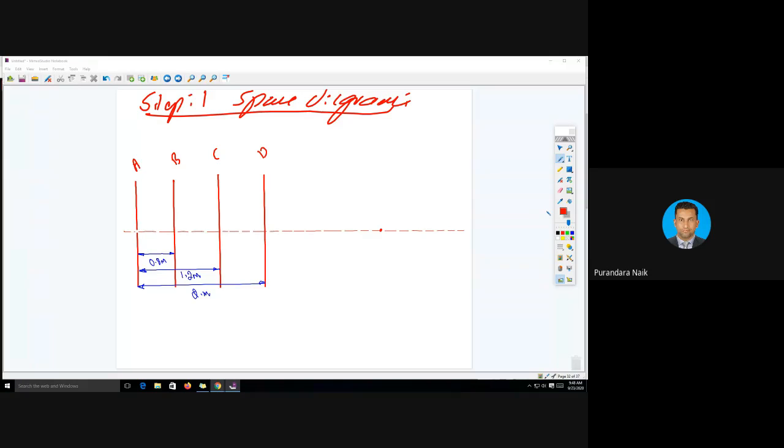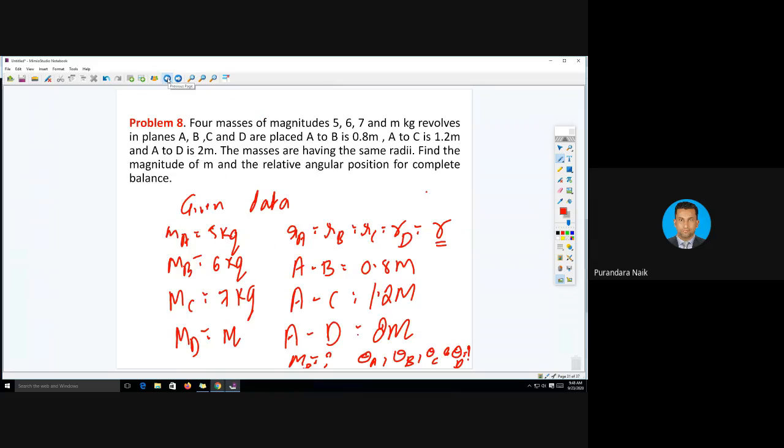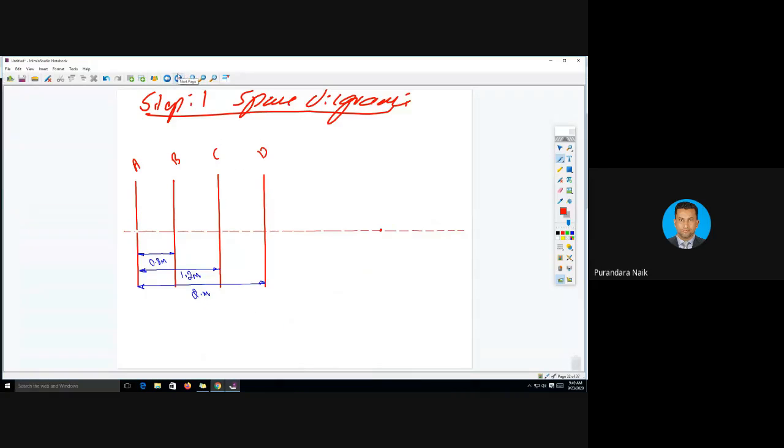We have 4 masses, but in the given data, it is not given which one is the reference mass, because angle is not given. Not even a single angle is given. So you can take A, B, or C as a reference mass, no problem. D you cannot take because D is unknown. I'm going to take A as a reference mass. It's left to you. So this is A, MA.